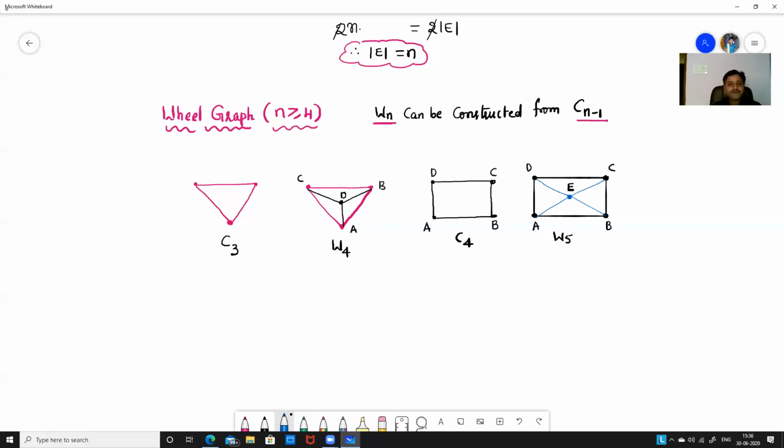Then how many total edges are there in Wn? Observe how we are going to construct now.